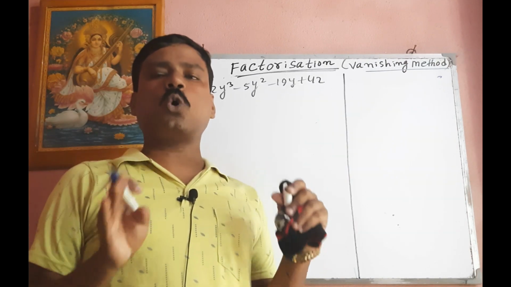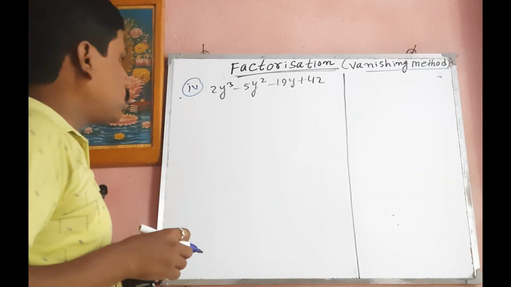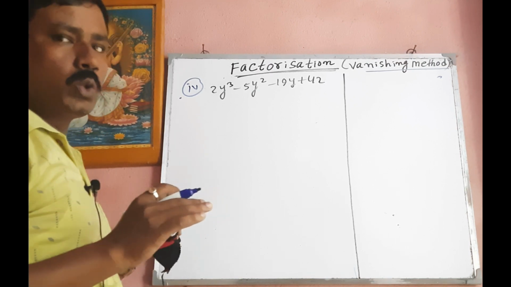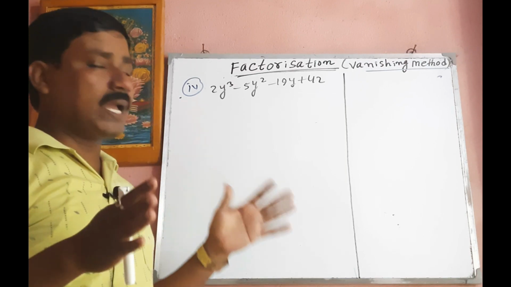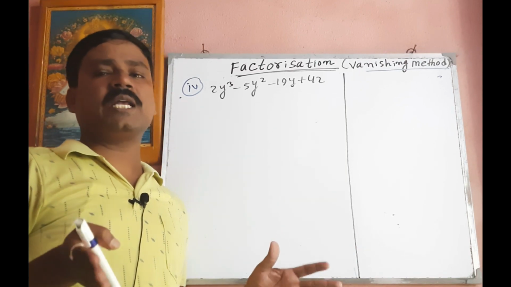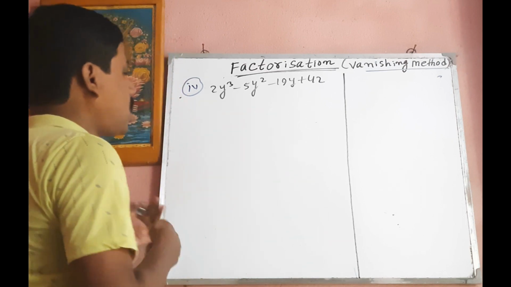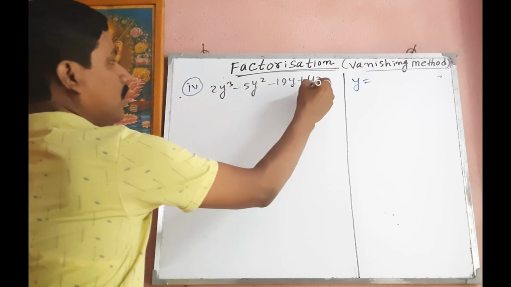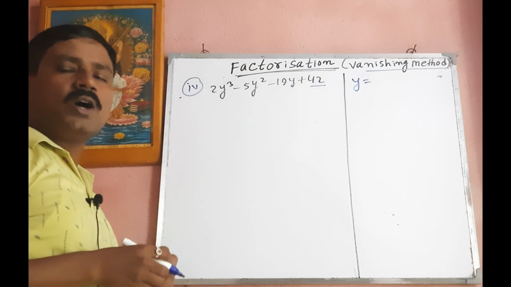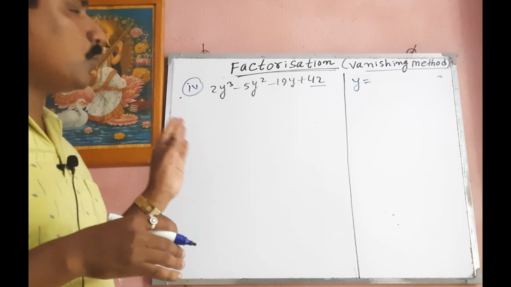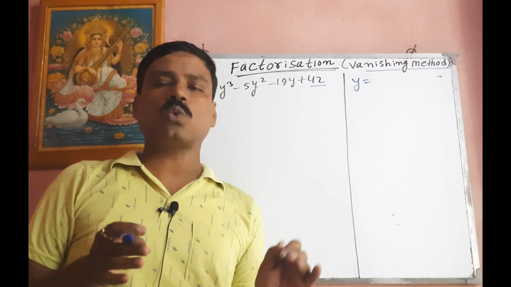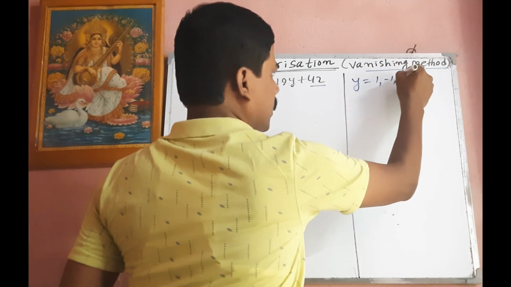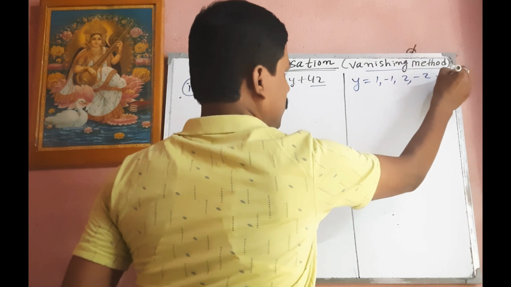Now we are discussing the fourth and the final example of the day. Here 2y cube minus 5y square minus 19y plus 42. This is a given expression, and by using the vanishing method we want to find the factors of the given expressions. So at first we want to put the value of y. Here plus 42, this is even. So we want to put y is equal to 1, minus 1, 2, minus 2, and so on.